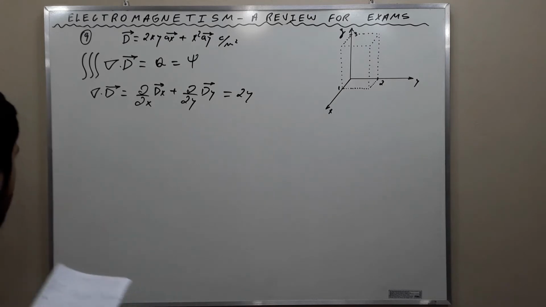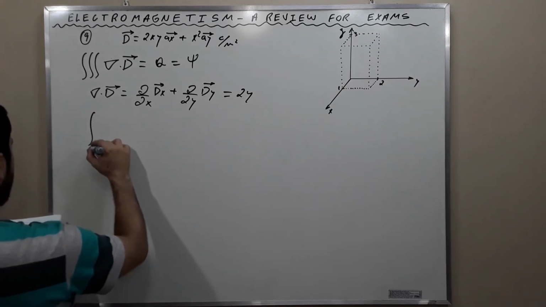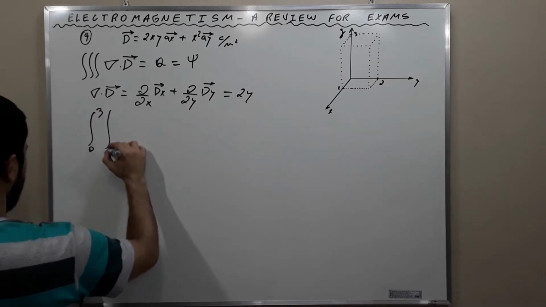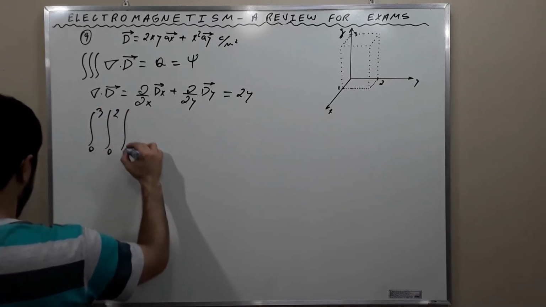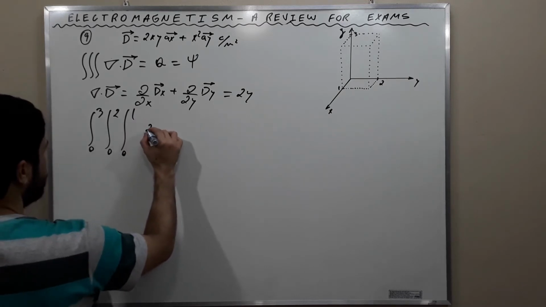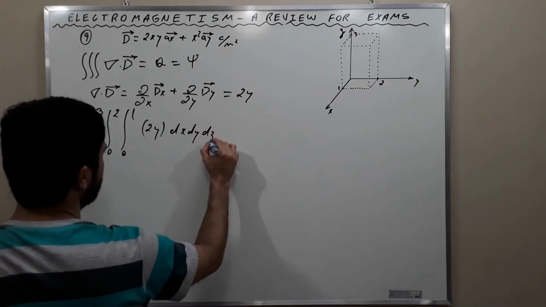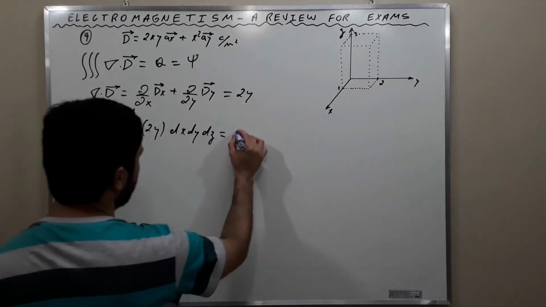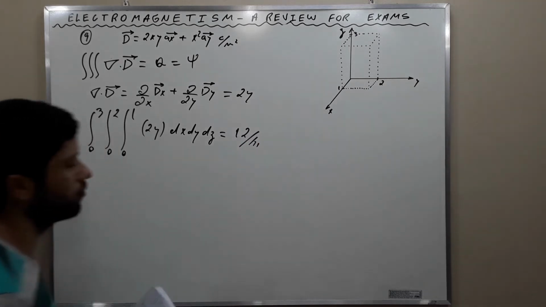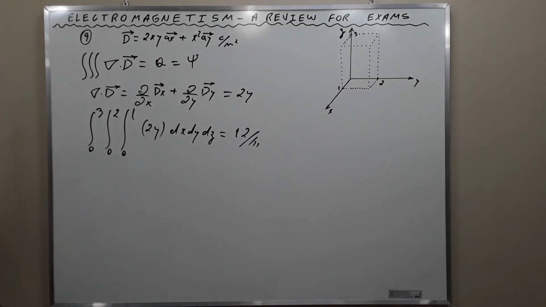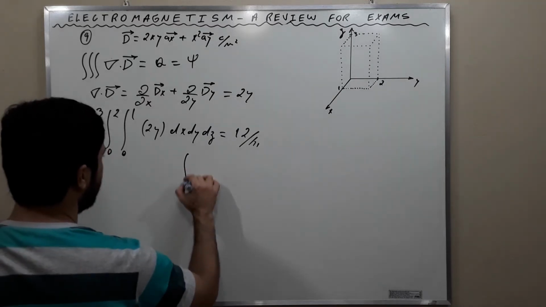Now we need to integrate. We are going to integrate from 0 to 3, from 0 to 2, and from 0 to 1 of 2y dx dy dz, and this as well gives 12. And we have evaluated both sides of the divergence theorem.